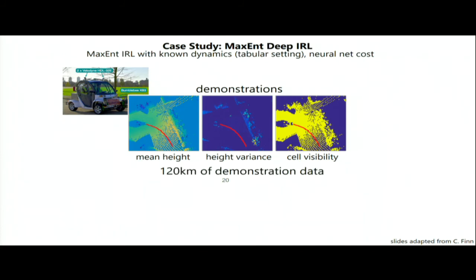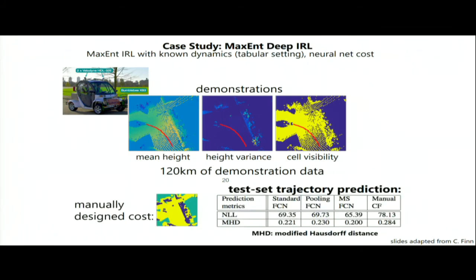So they collected a bunch of actual demonstration data on a vehicle and then used that to train a reward function using this algorithm. So the state space here is still discrete. It's actually just a big table of 2D locations, and the action space just corresponds to moving between those locations. But the reward function now is a lot more complex.